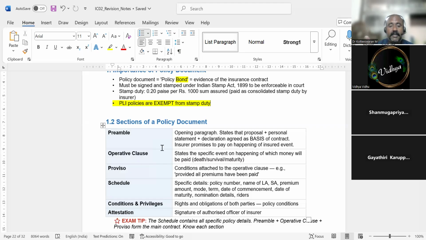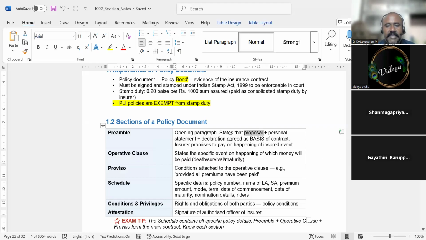So it will give a brief introduction about why the contract has been created. It states that the proposal plus personal statement and declaration are agreed as the basis of the contract. Okay, what the insurer promises to pay on happening of what event. So the amount of money and the insured event, they will mention. This is called the preamble, like we have a preamble for the constitution. Like that, it is a preamble for the policy document, like fire insurance policy, flood insurance policy. So that is the first paragraph.